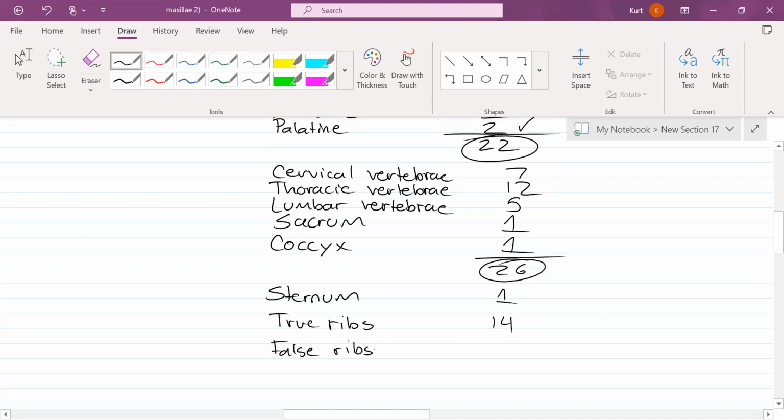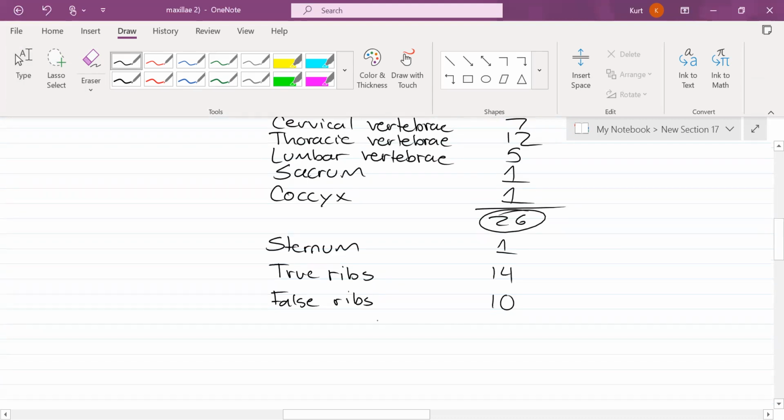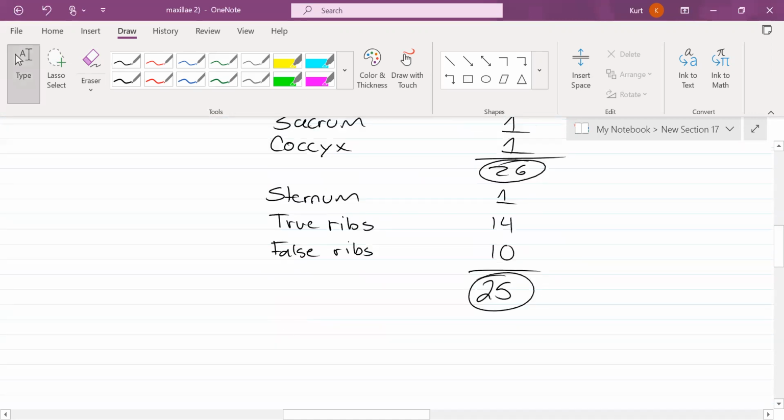And that's going to be pairs 8 through 12. That's 5 pairs. What's 5 times 2? 10. Now, of those false ribs, the last 4, the last 2 pairs, pairs 11 and 12, are called floating ribs. I'll show you those today. All right, so that's going to be a total of 25. And then we have one more special little bone. It's called your hyoid. It's only one.